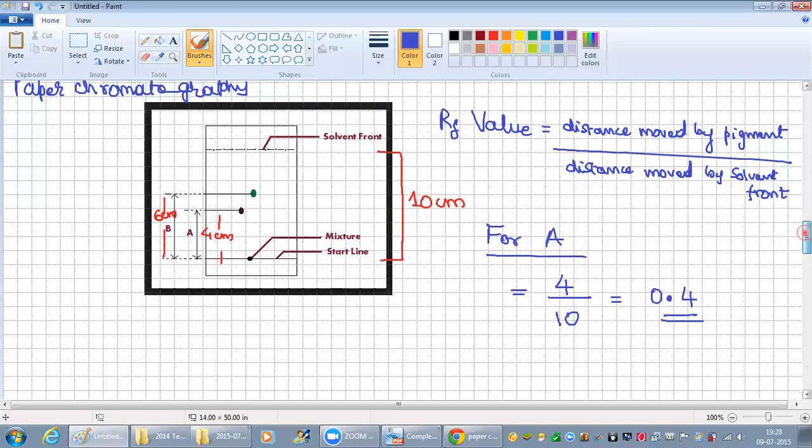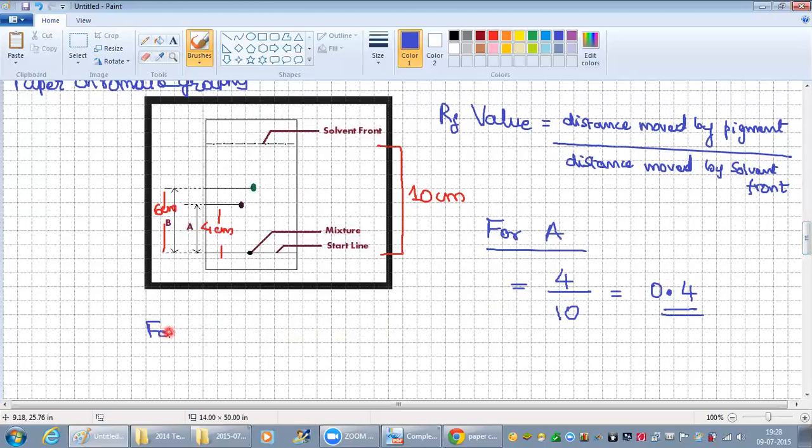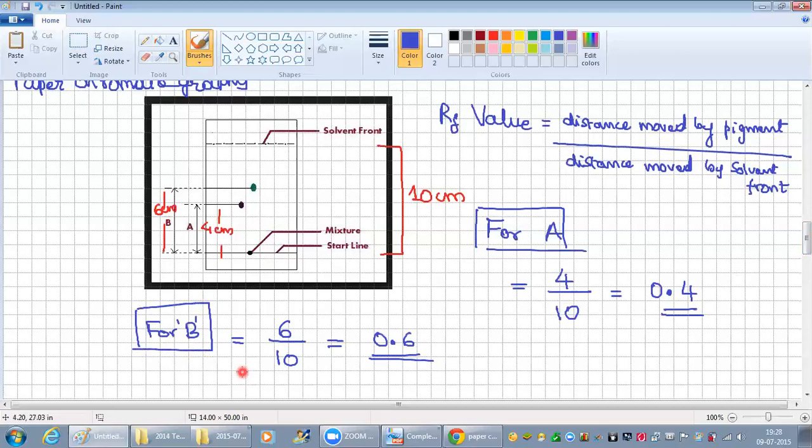Same way you can also find the RF value for B. Distance moved by sample B is 6 centimeters divided by the distance moved by the solvent front, that is from here to here. This solvent front has moved by the distance of 10 centimeters. So for B, the RF value is going to be 0.6. I also want you to write down those values that I have calculated for each of these samples. The diagram is also very important.